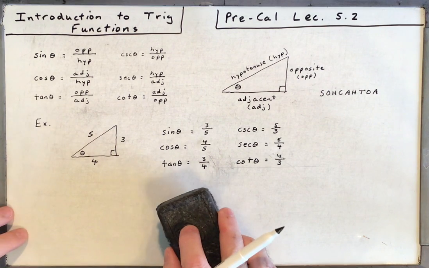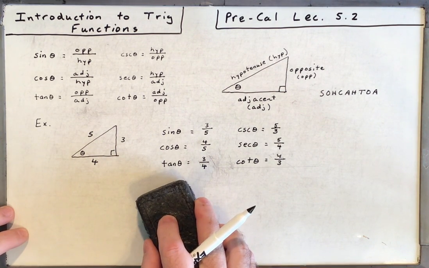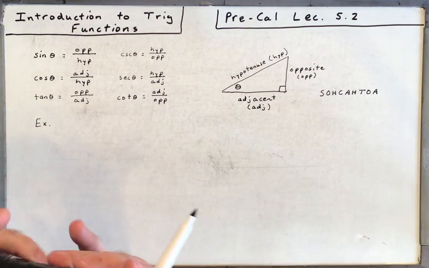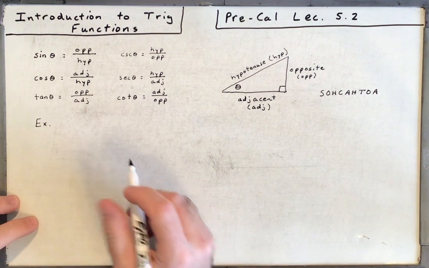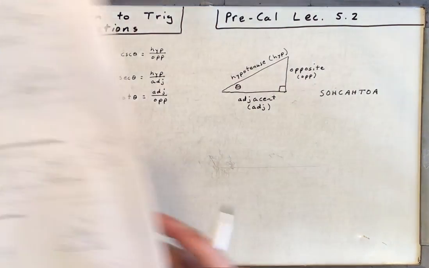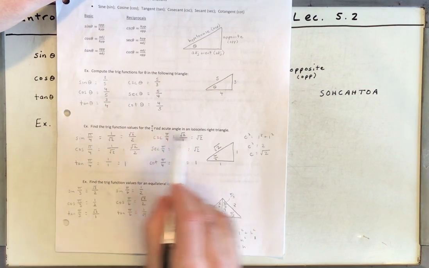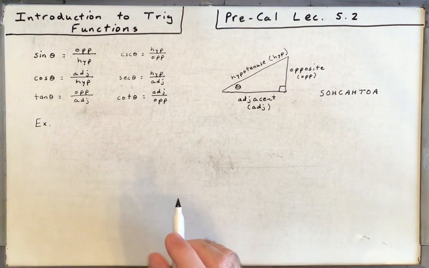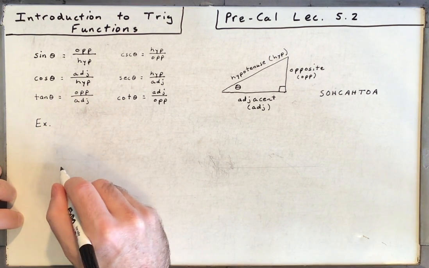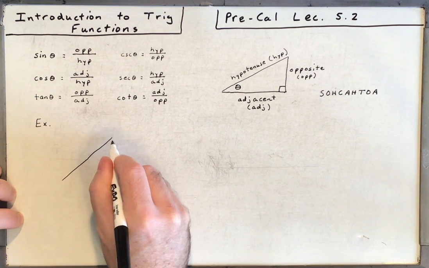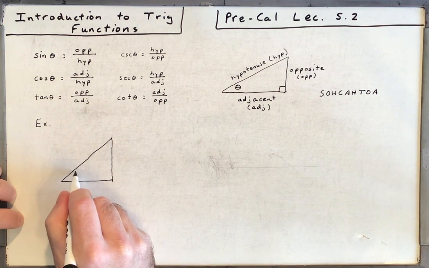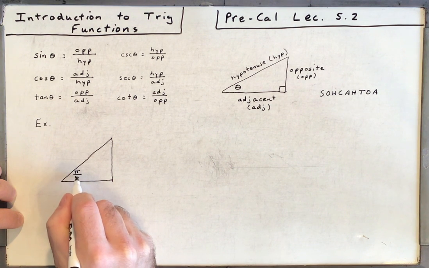Let's do the next example, and this one you'll want to have your unit circle handy. We're going to see where some of the famous angles on the unit circle come from. It says find the trig function values for the pi over 4 radian acute angle, in this middle second example in your notes. Let's draw a right triangle here. The angle is pi over 4.